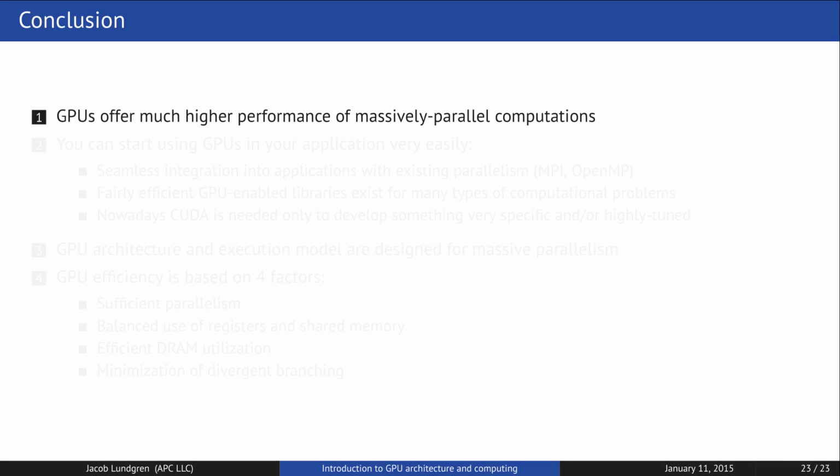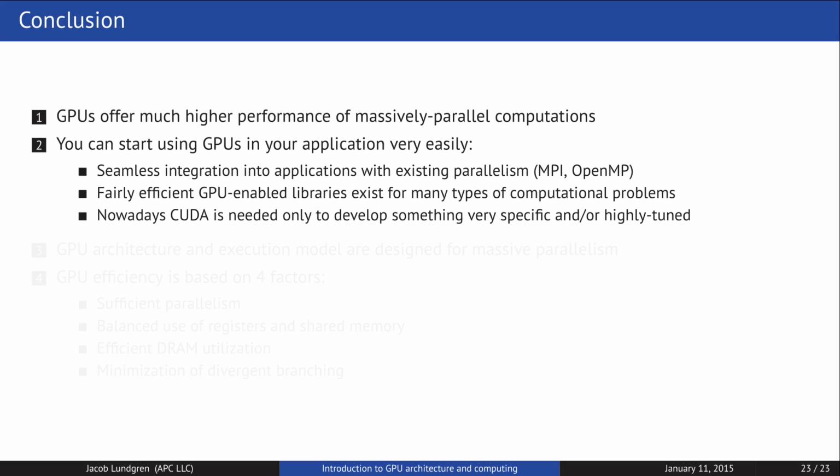So what can we take away from this? Well, first off, if your application is suited for massively parallel computations, then GPUs will be able to offer you much higher performance than most reasonable alternatives on the market. You can also start using these GPUs rather easily. At this point, we have seamless integration into applications with existing parallelism, such as using MPI or OpenMP. We also have fairly efficient GPU-enabled libraries for a wide variety of computational problems at this point.